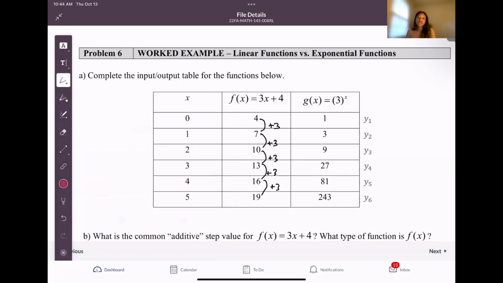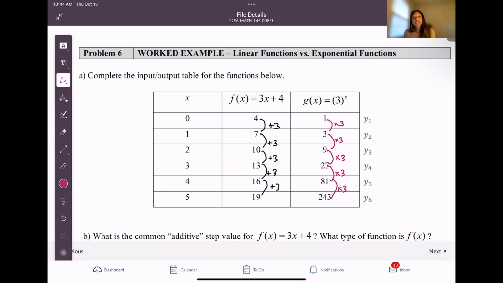For an exponential function with a base of 3, we don't add 3 to get to the next output. We multiply by 3. 1 times 3 is 3. 3 times 3 is 9. 9 times 3 is 27. 27 times 3 is 81. 81 times 3 is 243.